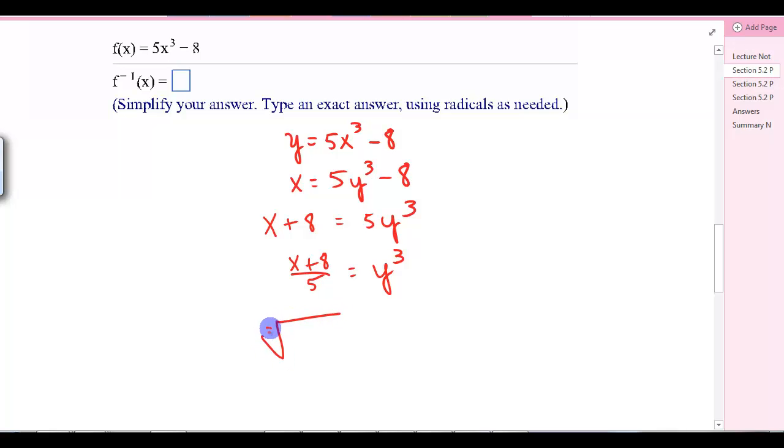So over here, I have the cube root of x plus 8 over 5 equals y. And instead of writing that over with the f inverse notation, it's there. So this part is what you're going to put in the box.